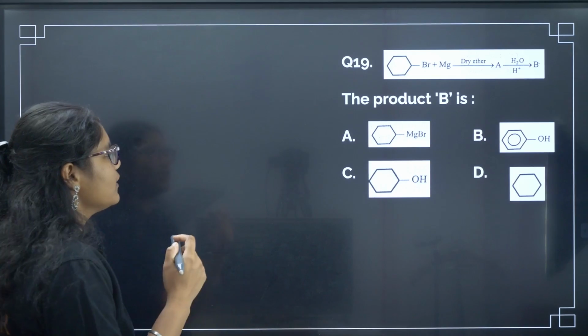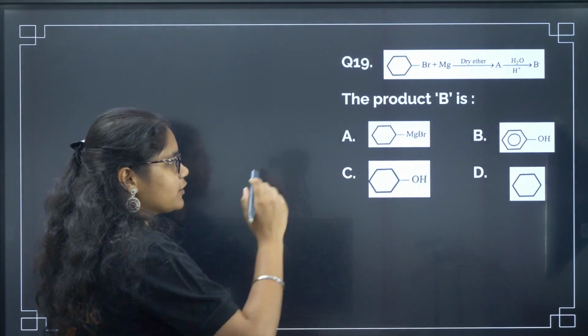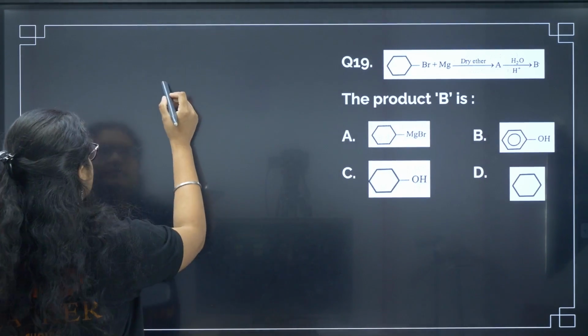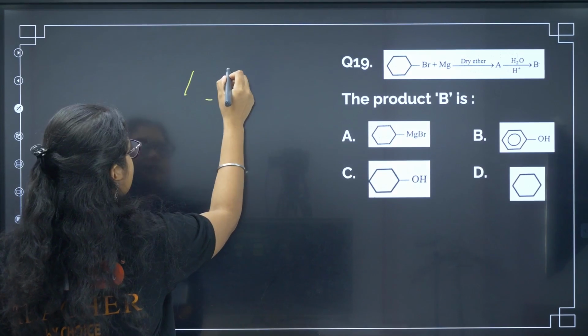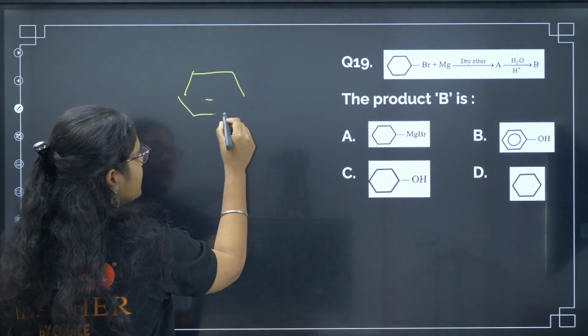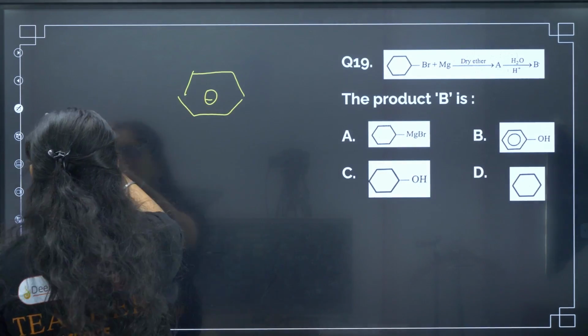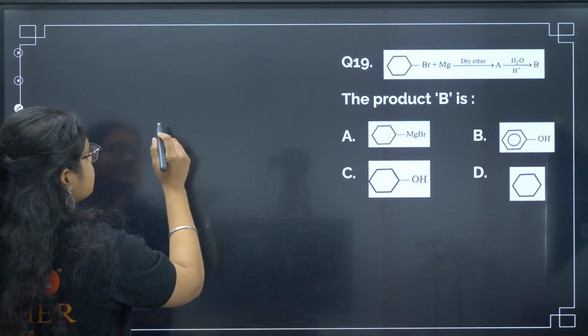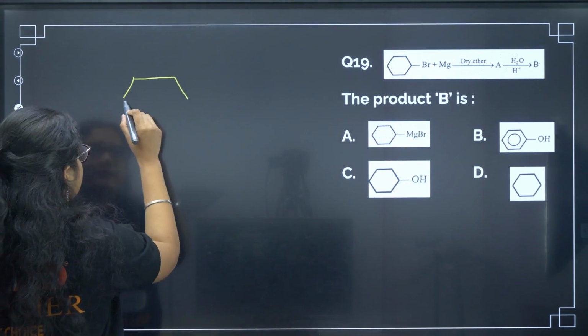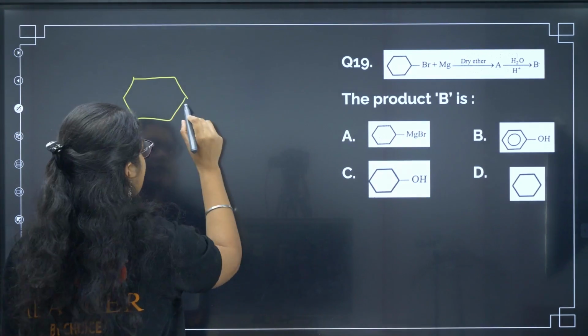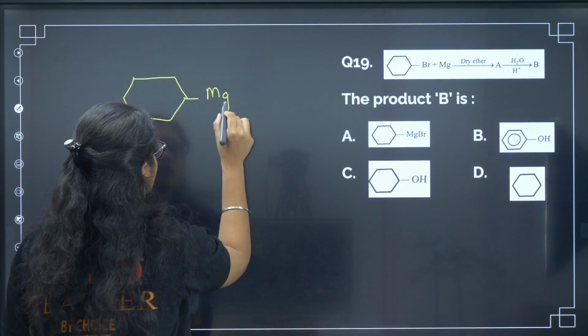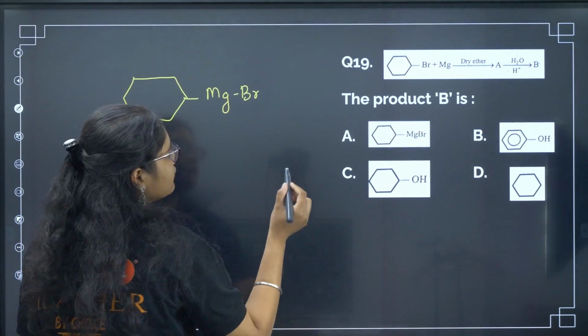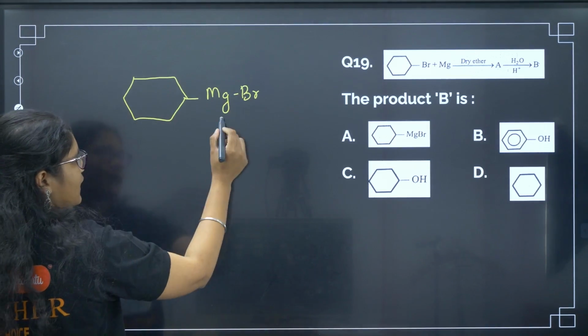Next question. The reaction is, this is your Grignard reagent. So very simple reaction. We have this one with MgBr, right? So when you treat it with, so this is not, this is cyclohexane. So we'll take cyclohexane here. And when you treat it with Mg in ether, we will get the MgBr compound, right? Now when you treat it with water, so what will happen?